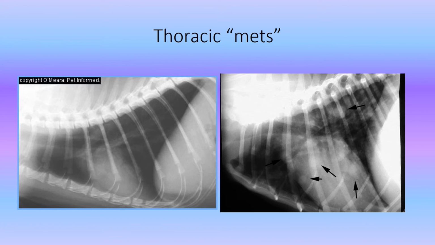And this is just an x-ray here. You can see those arrows. The left one is a thoracic x-ray with no tumors, and on the one on the right, the arrows are pointing to tumors in the lung. So this is what your thoracic x-ray would look like if there has been metastases.